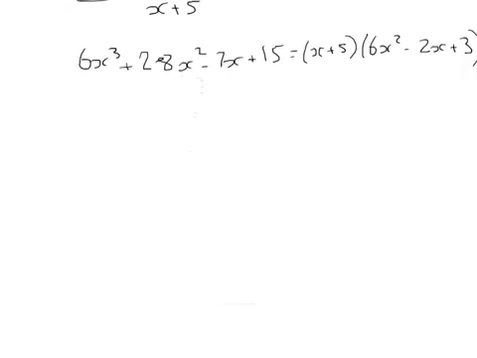So, question 2 is going to be x cubed plus x squared minus 36, and that's going to be divided by x minus 3.